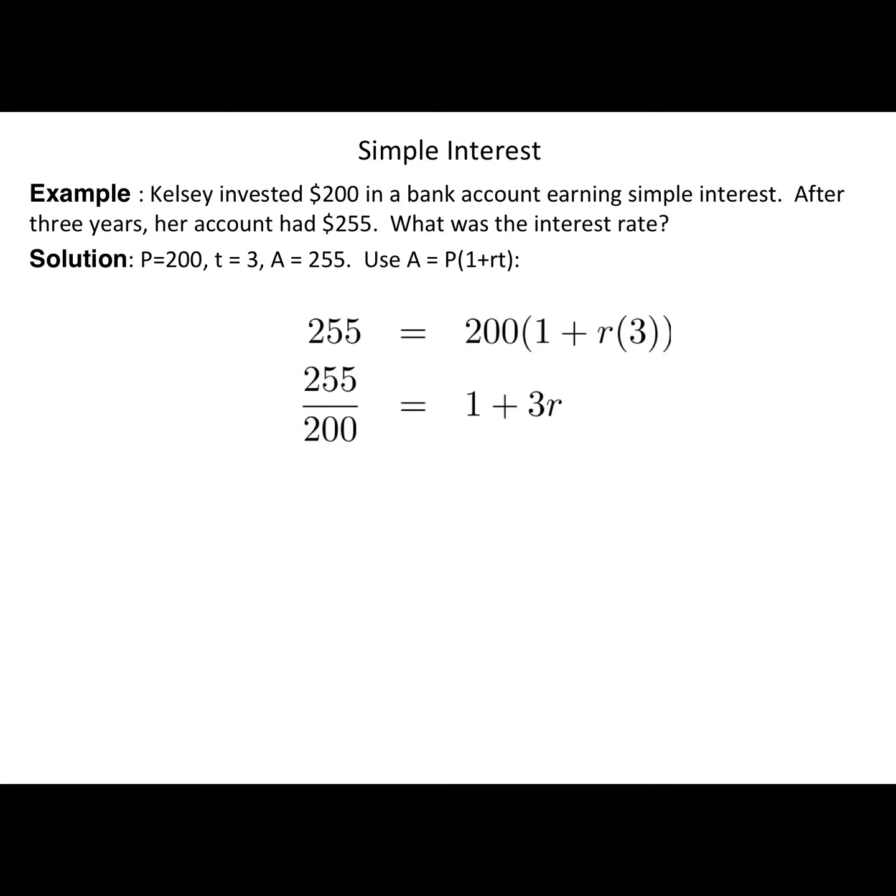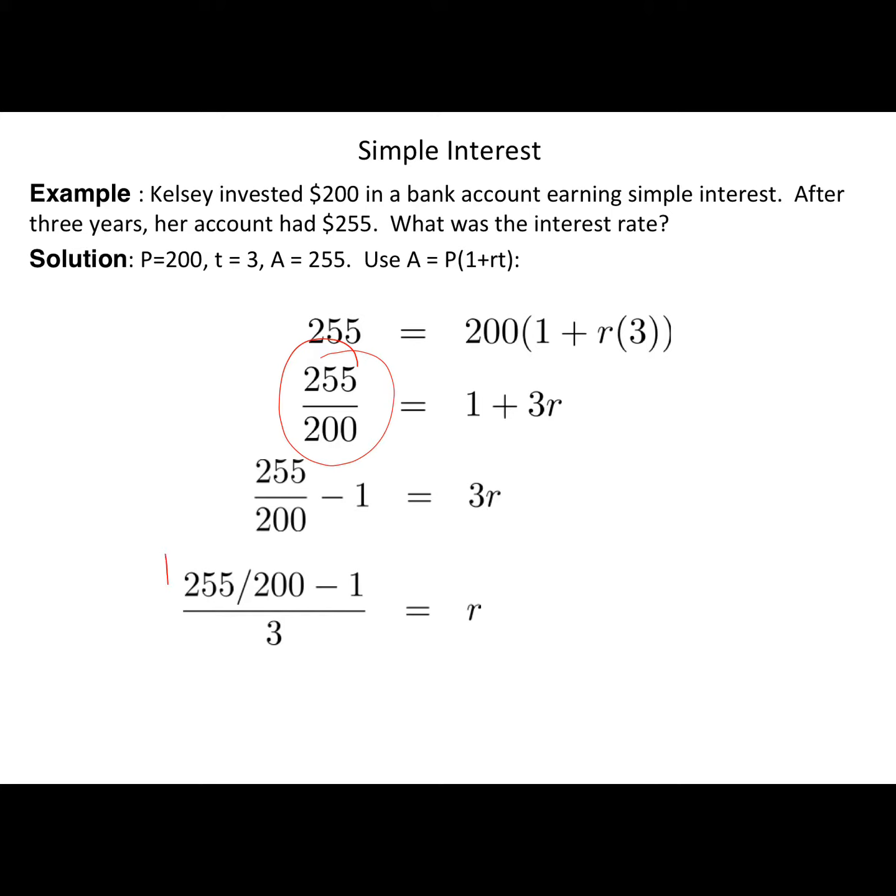As a first step, let's divide by 200. We want to get r by itself, so our next step should be to subtract 1. And finally, we need to divide by 3. Now, if I do this all at once in my calculator, that'll give me the most accurate answer. If I divide up here at the start and get a decimal, that's going to round things a little bit. So you want to avoid rounding as much as possible. Wait till the end and just plug this whole thing into your calculator. Make sure you can do that on your own. Okay, so what do you get?